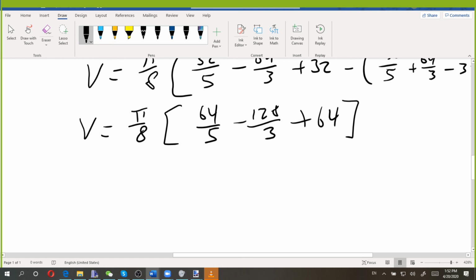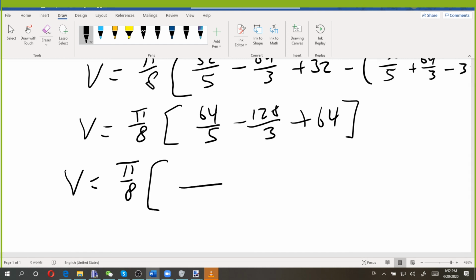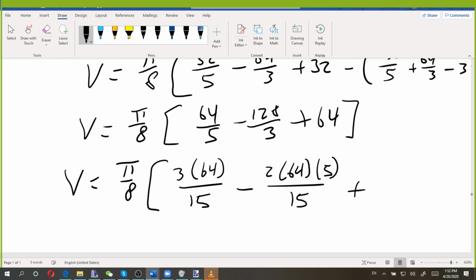How do I want to do this? I'm going to do this in terms of 64ths, so bear with me a minute. Volume is pi over 8. If I really wanted to do this by hand, I would split this up like this. I'm going to get my common denominator of 15, which is 3 times the 64 I already had, and I'm leaving this in terms of 64ths, which means this 128 is 2 times 64th. And then I'm also going to multiply by 5 in order to get my common denominator of 15, plus 15 times 64. Okay, so everything is now under the common denominator of 15, since the 64 is 64 over 1 if I wanted to write it as a fraction. Any questions on what I did so far?